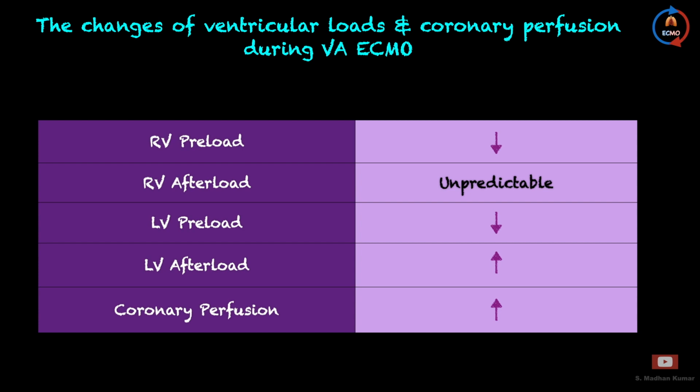The increase of blood pressure increases the afterload and the pressure work of myocardium, affecting the Frank-Starling law. Overall, RV preload will be decreased, RV afterload will remain unpredictable, LV preload will be decreased, LV afterload will be increased, and the coronary perfusion also will be increased. These are all the changes of ventricular loads and coronary perfusion during VA ECMO.